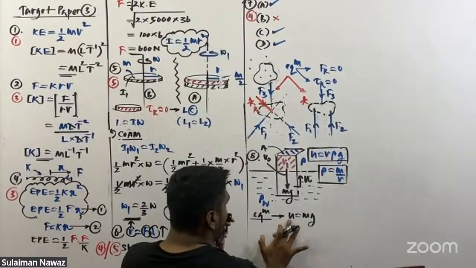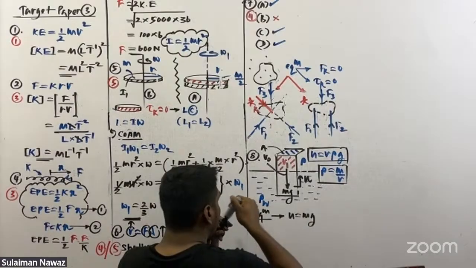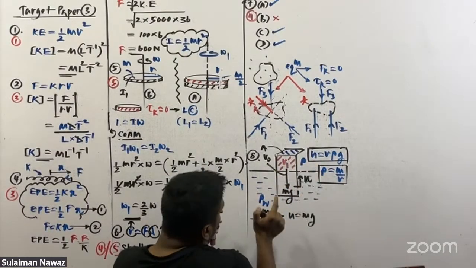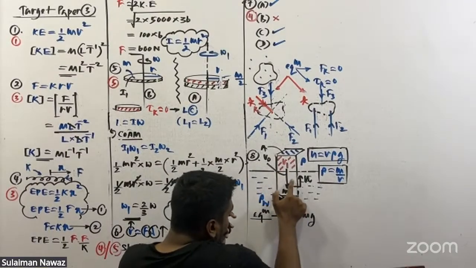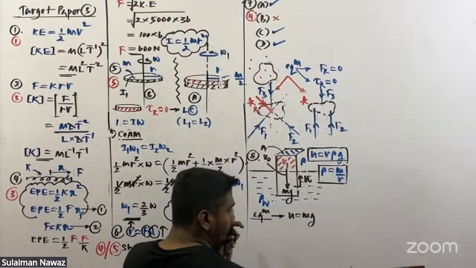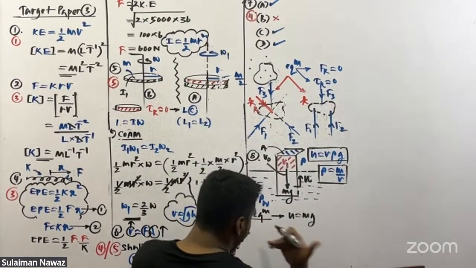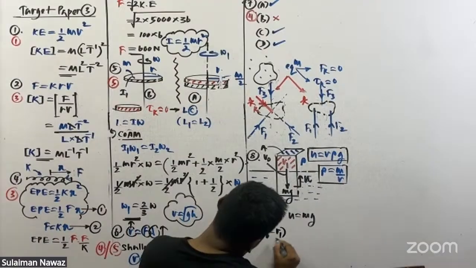Upthrust involves the submerged volume. Tell me now, I define the total volume of the ice cube as V naught. The volume above the seawater level is V1. Then what should be the submerged volume? The submerged volume in the seawater must be V naught minus V1. I hope you understand.